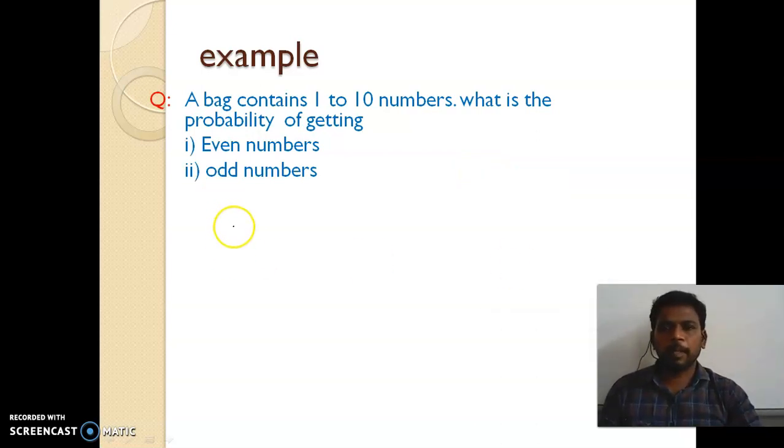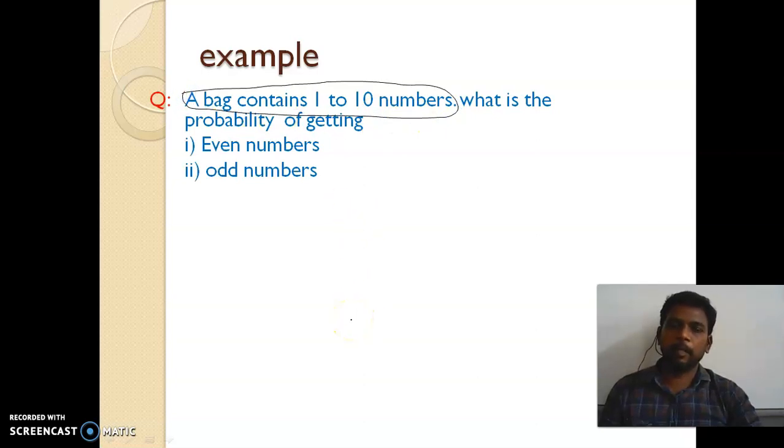So here, what is the experiment? The experiment is nothing but selecting numbers from the bag. That is called the experiment here. And what are the events? Selecting even numbers, selecting odd numbers. So they are the events. Before doing probability sums, verify which is your experiment and which is your event. Before going to the solution, you have to define the event also.